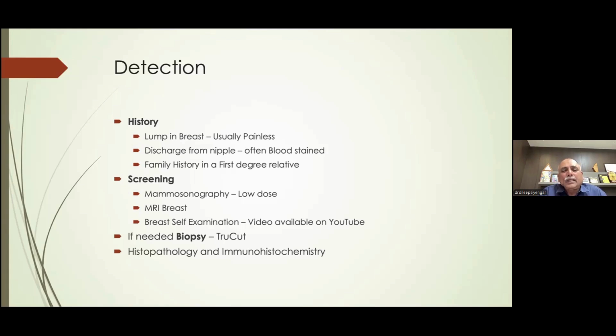If there is a lump which is highly suspicious, then a biopsy can be done, which is usually in the form of a true cut biopsy. These days, we don't recommend fine needle aspiration because the amount of tissue available is very little for a proper histopathology and immunochemistry. So after this, the histopathology and the immunochemistry should be done.